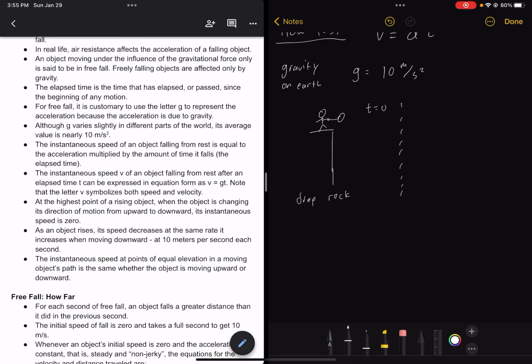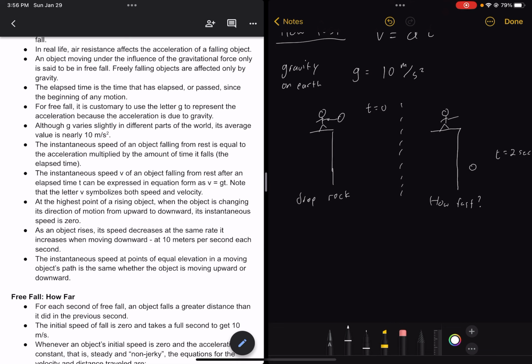Okay, and let's see here. Same scenario, except at some later time. All right, so now say the rock is over here, and this is at t equals 2 seconds. So how fast is it falling?